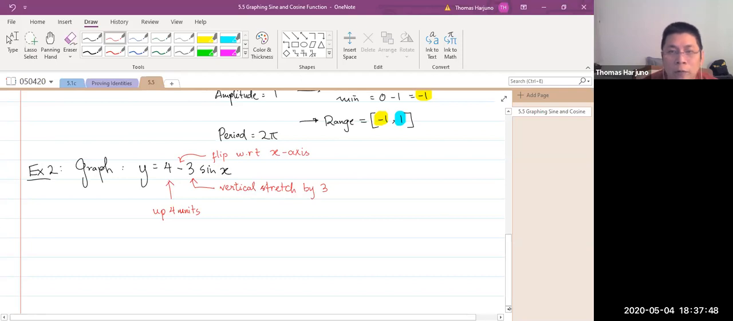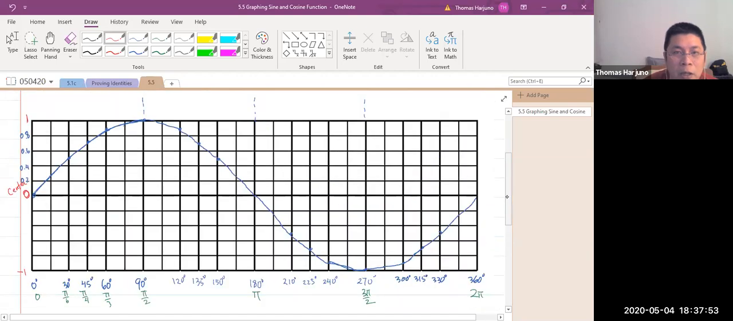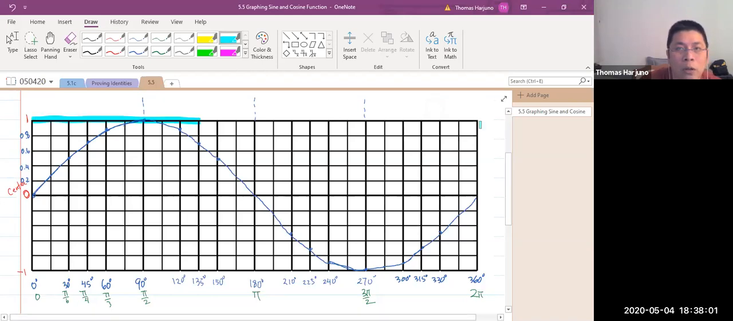Now, instead of graphing it this nice way, I will summarize what we do later into what I call 4 by 2 columns. So these 4 columns here.